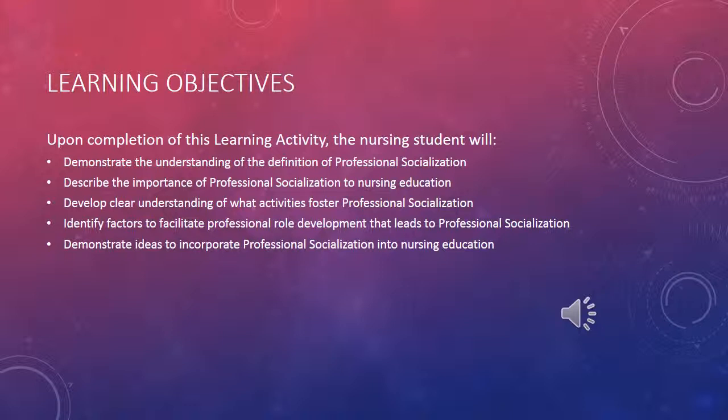Okay, let's look at the learning objectives. Upon completion of the learning activity, the nursing student will discuss the definition of professional socialization. In that discussion, we're going to describe the importance of professional socialization to nursing education. We're going to develop a clear understanding of why activities foster professional socialization while identifying factors to facilitate professional role development that leads to professional socialization. Finally, we're going to demonstrate ideas to incorporate professional socialization into your nursing education.